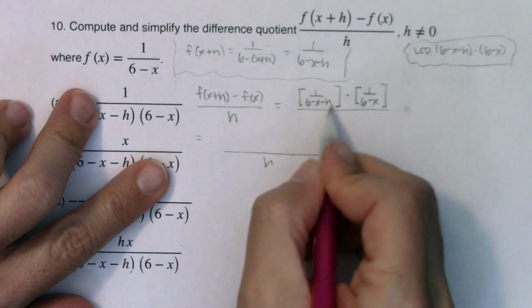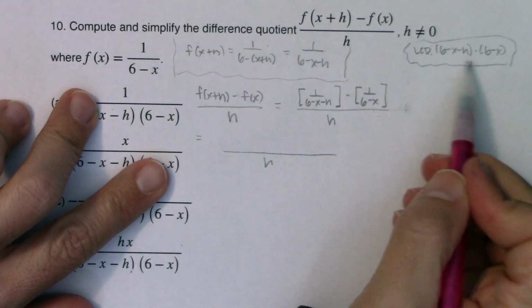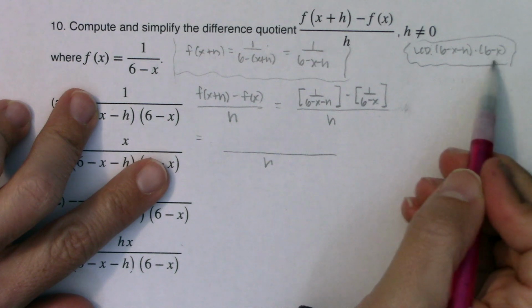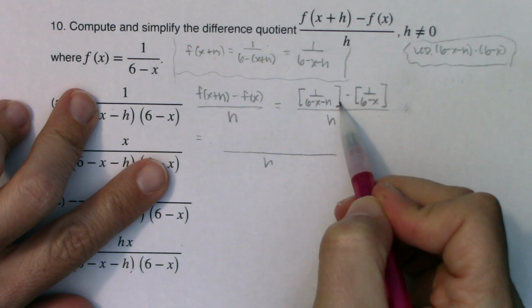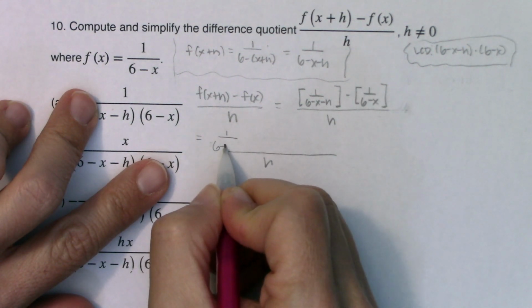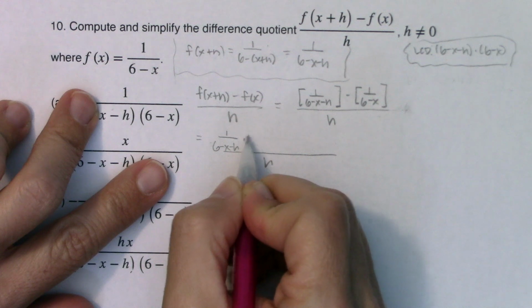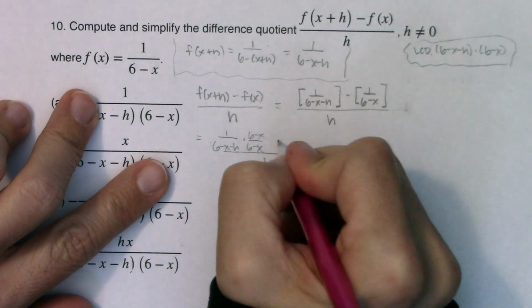I'm going to take my first fraction, and if I look at this denominator in comparison to my common denominator, it's missing a factor of 6 minus x. So I'm going to multiply top and bottom by 6 minus x over 6 minus x. So I'm going to take my first fraction of 1 over 6 minus x minus h multiplied by 6 minus x over 6 minus x, okay?